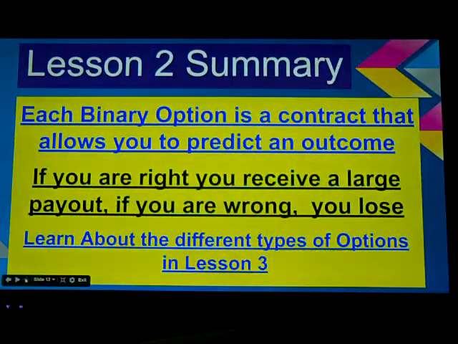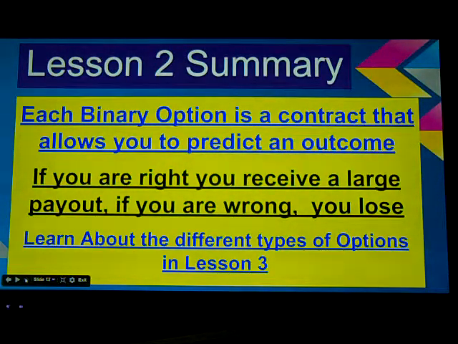Let's summarize lesson number 2 of binary options trading. Remember the following. Each binary option is a contract that allows you to predict an outcome. That's all there is to it. It's a contract that allows you to predict an outcome. If you're right, you're going to receive a large payout, and if you're wrong, you're going to lose money. So those are the 2 options right there.